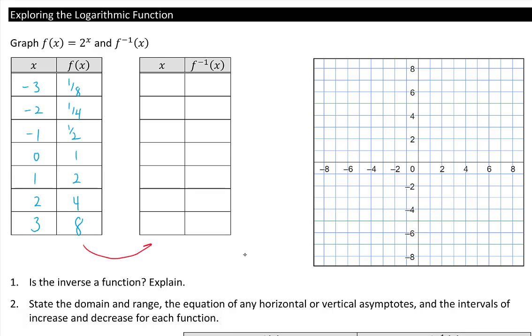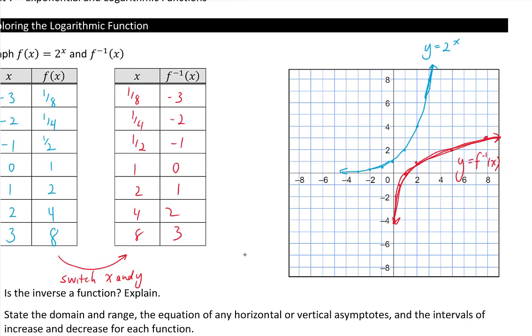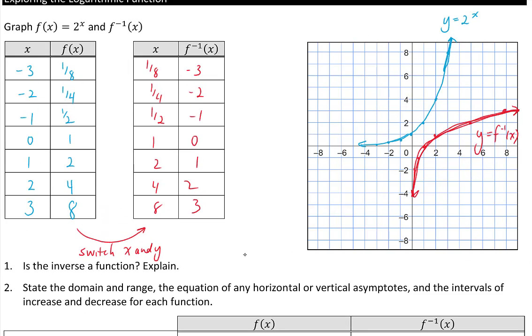We also want to graph the inverse, so what we're going to do is switch x and y. Now let's graph the exponential function and its inverse. We can see that the inverse of an exponential function is also a function. For every x value in the domain, there's only one y value or one output.